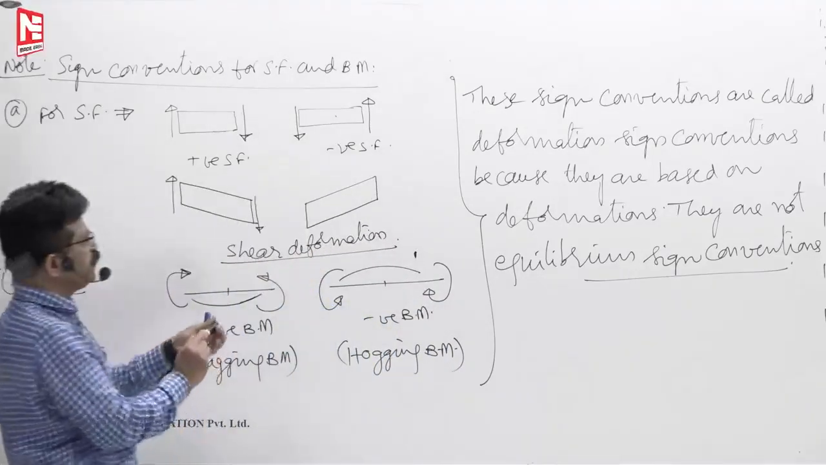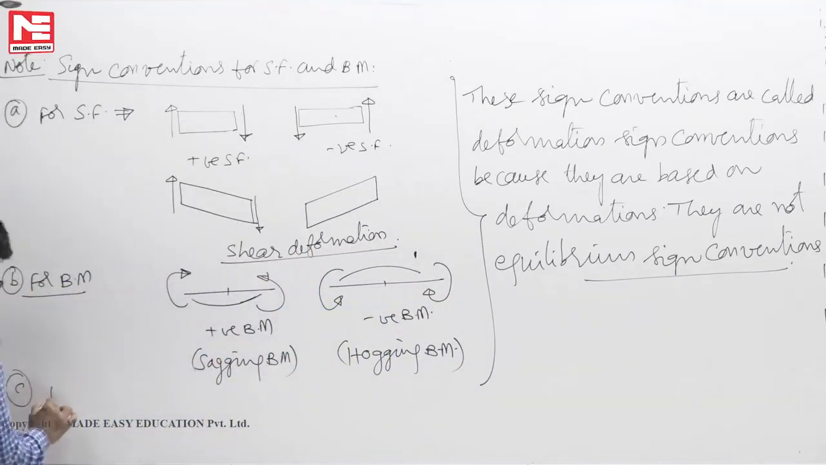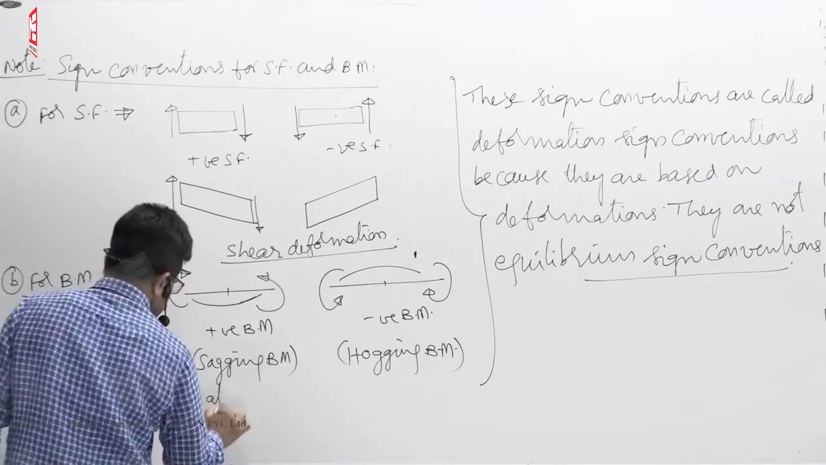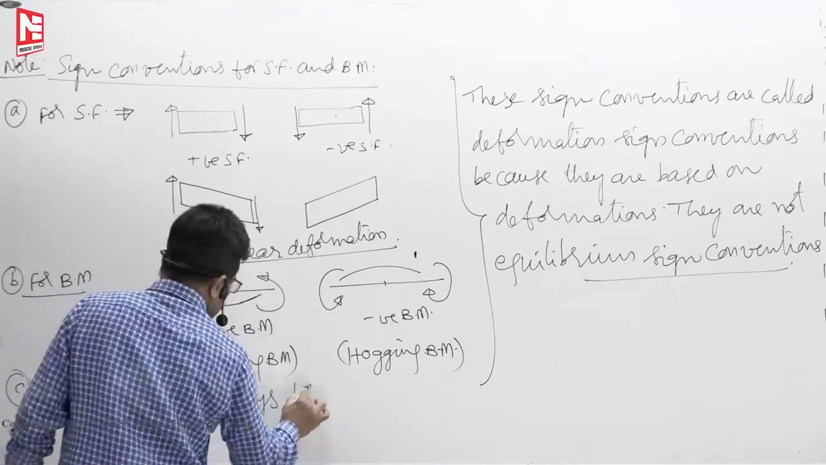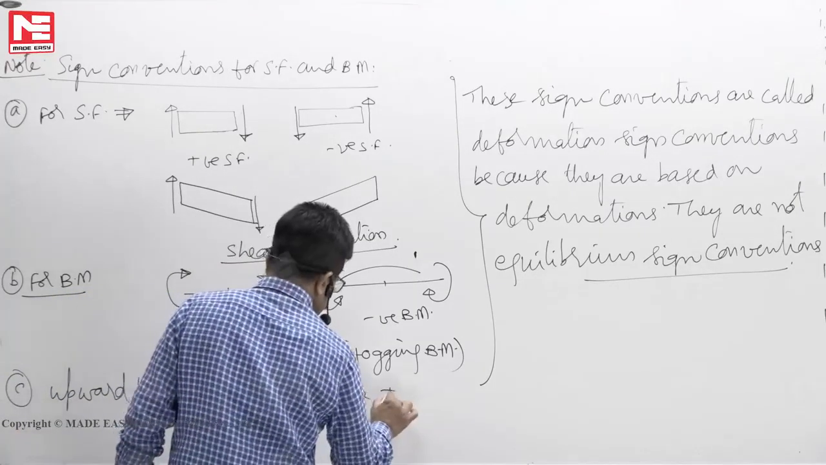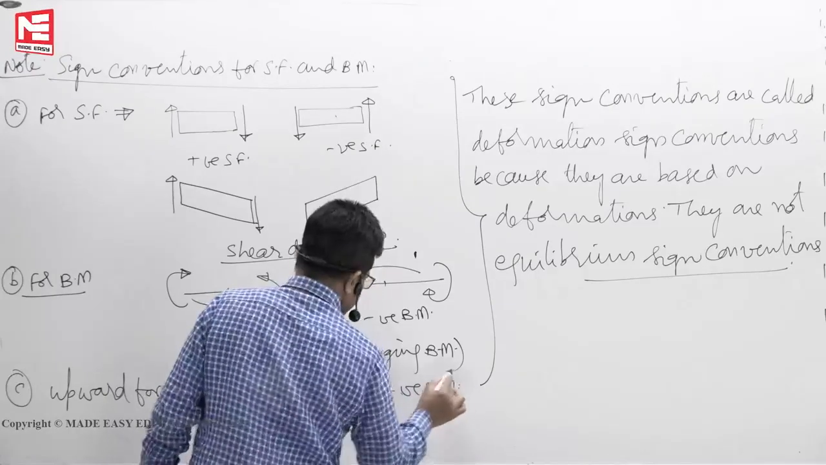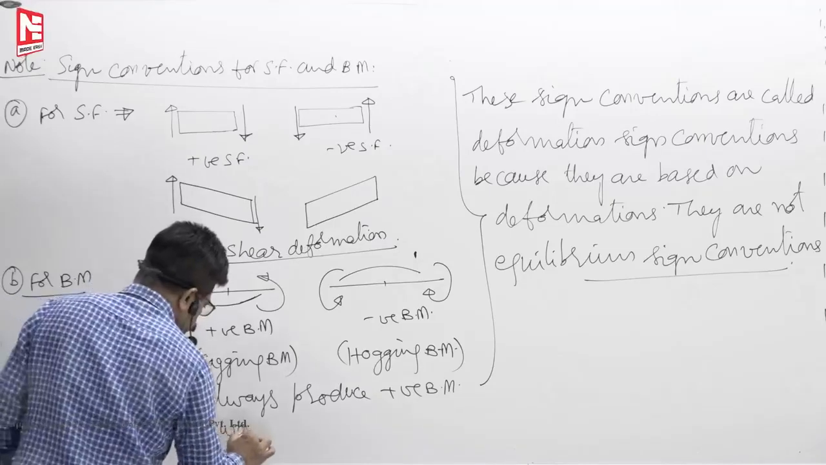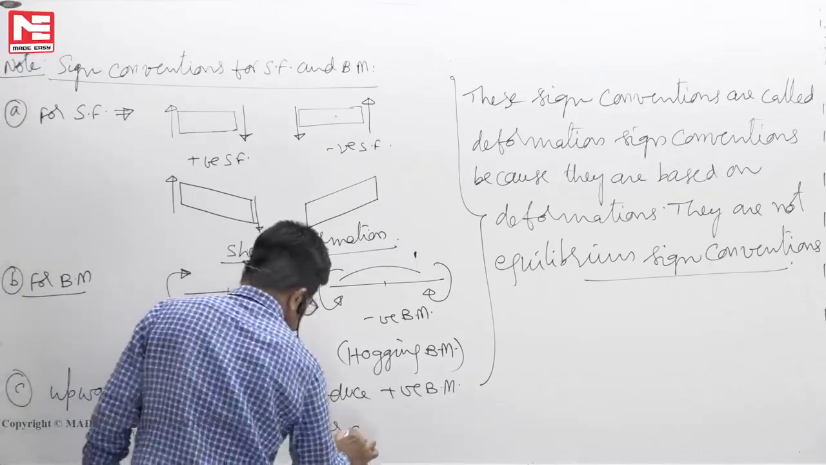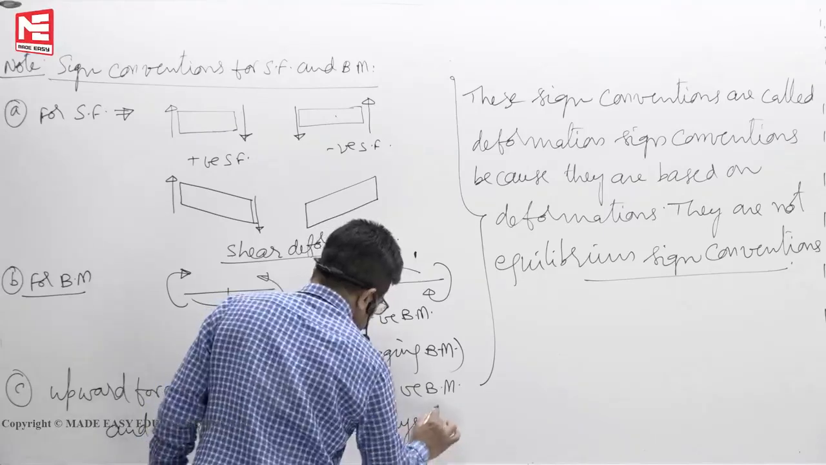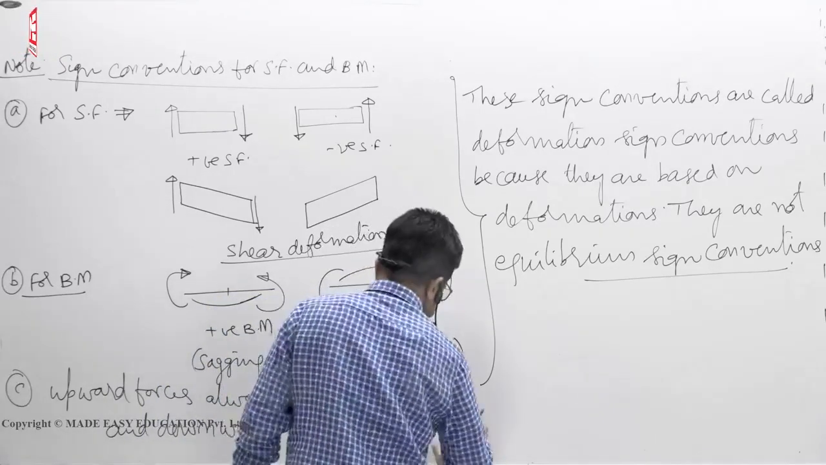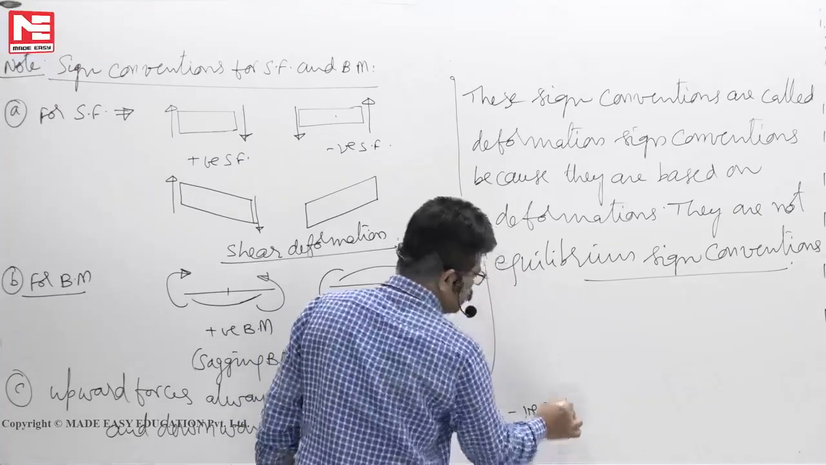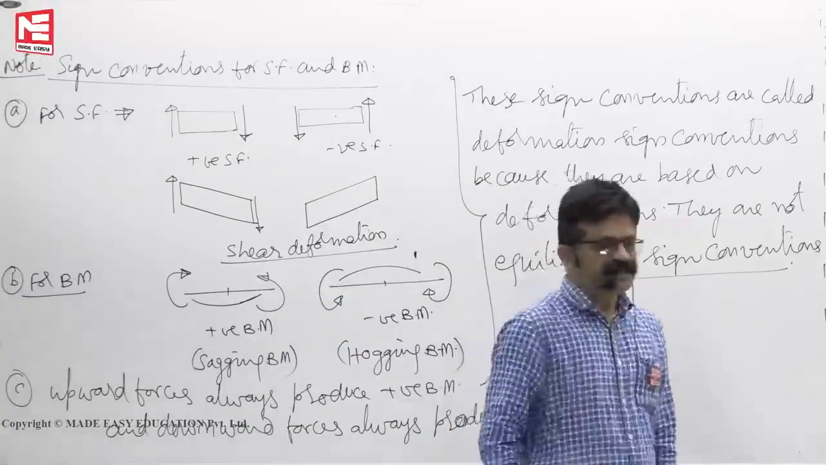Now based on this one, you have a third sign convention also. Upward forces always produce positive bending moment, and downward forces always produce negative bending moment. Why like that?